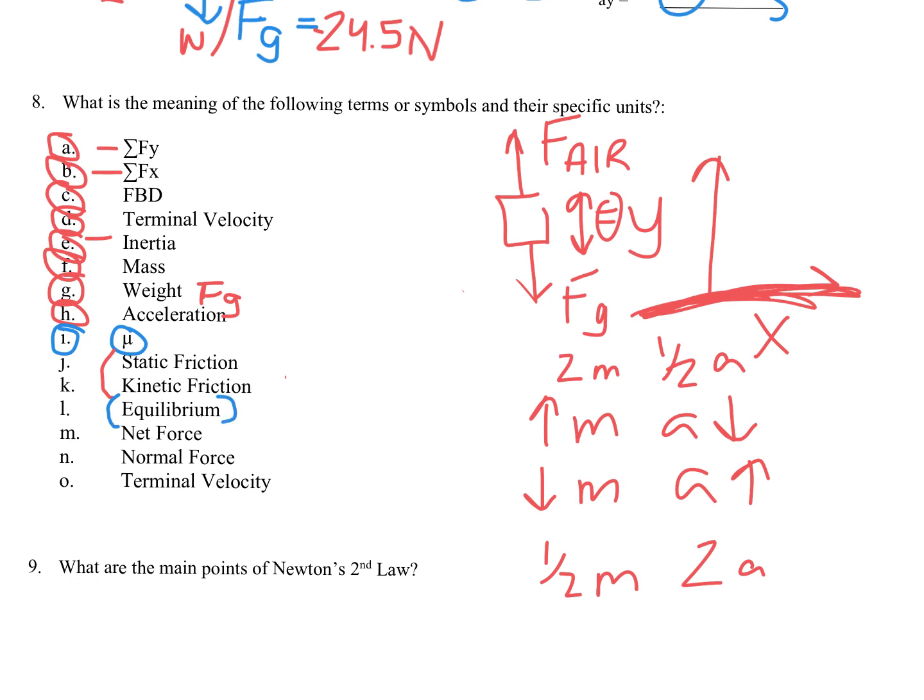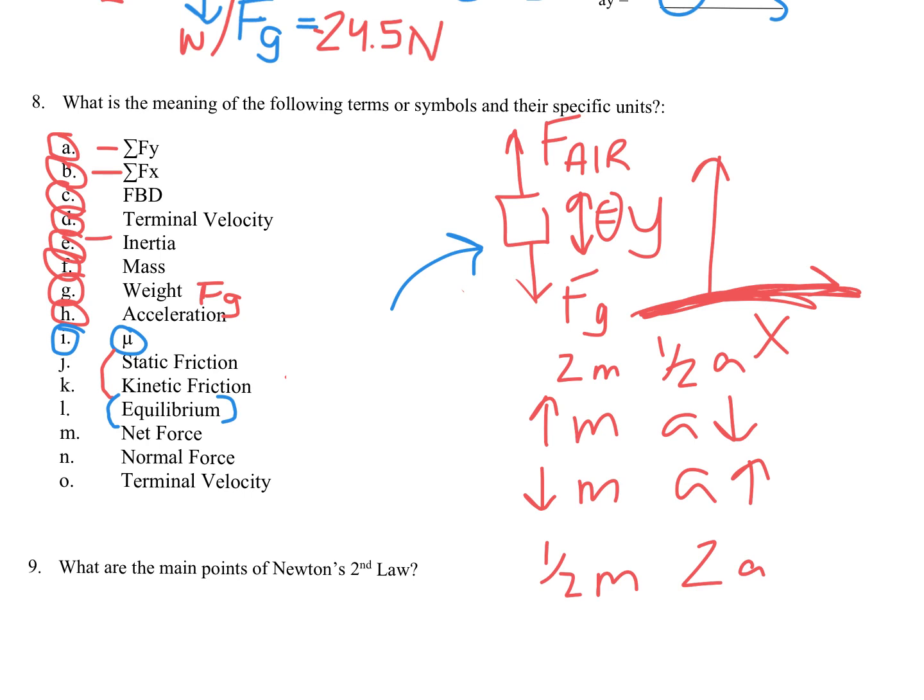Equilibrium is an important concept. Equilibrium means that forces are canceling out. So for example, on this one, air resistance and force of gravity are equal top and bottom, so they cancel out. So these forces are in equilibrium. If all of your forces are in equilibrium, then you have no net force.